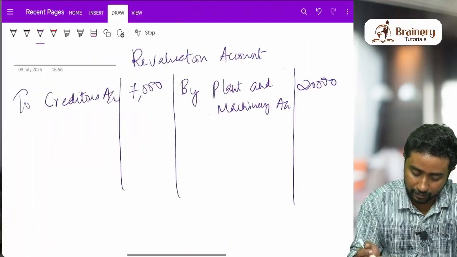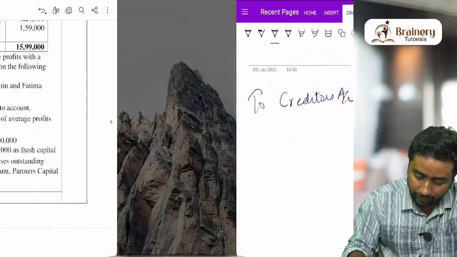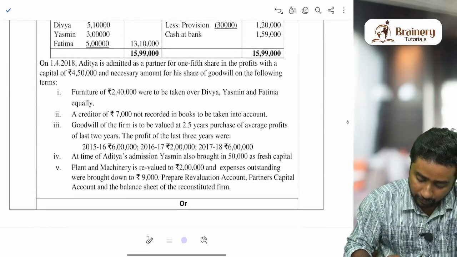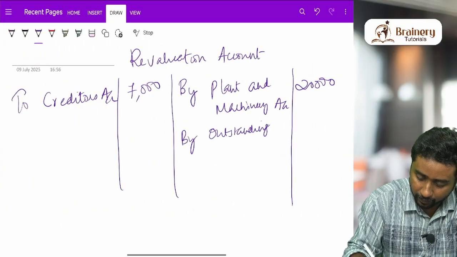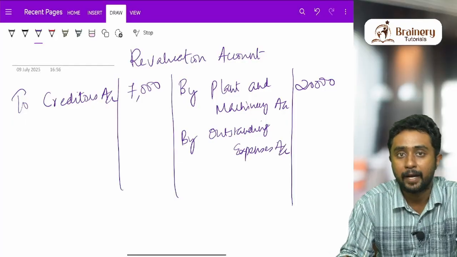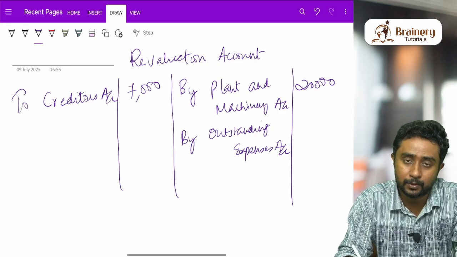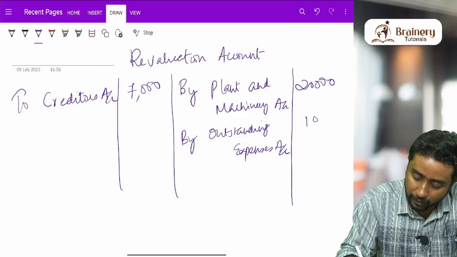Which side of the revaluation account? Obviously this side. By what will you write? The name of the liability here. What is the name? Outstanding expense. So the same name we can write here, by outstanding expenses account. By how much is it decreasing? It should be brought down to 9,000, which is the adjustment or term condition that is given there. So obviously 1,000 will be decreased.